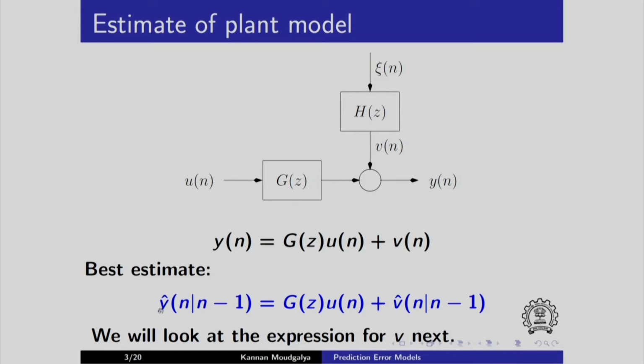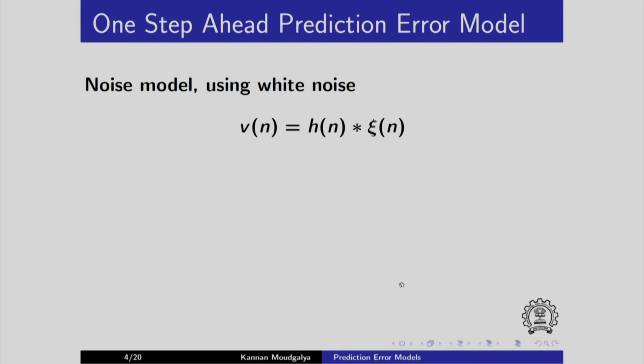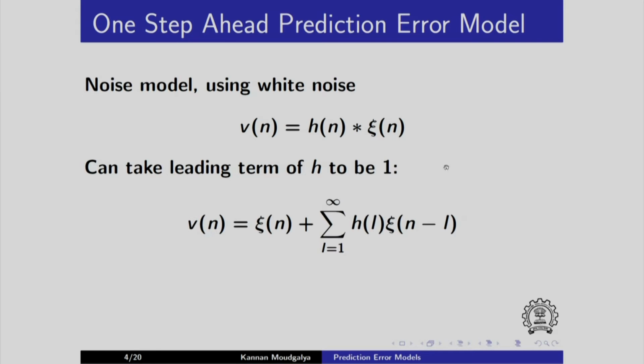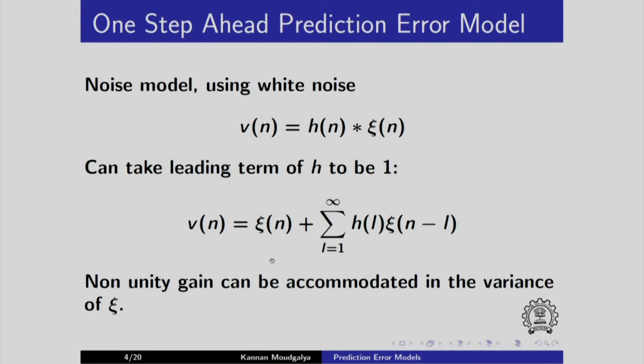In fact, I would want you to write this down. What is in blue here, we are going to require this 2 slides later. So let us consider the noise model, which is Hn convolved with Cn, and we can take the leading term of H to be 1. So as a result, in the place of H0 I will put 1 here. Only the term corresponding to H0 is taken out, all other terms are here. And of course if H of 0 is not 1, you can accommodate it in the variance of C.